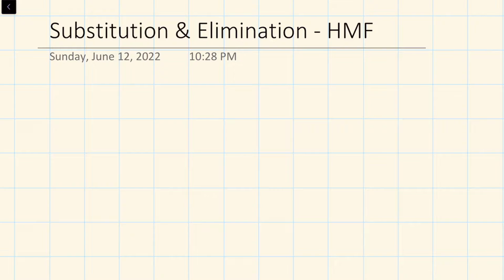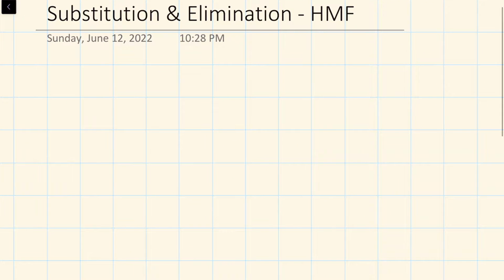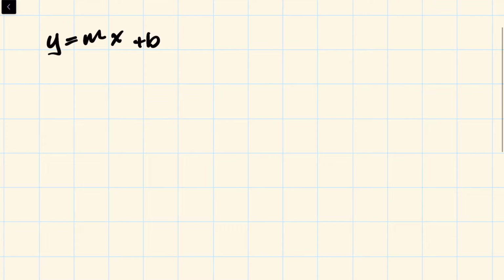So, without further ado, let's get started with substitution and elimination. Let's conjure up a line here in the form y equals mx plus b, and come up with an example. Let's say y equals 5x plus 7.